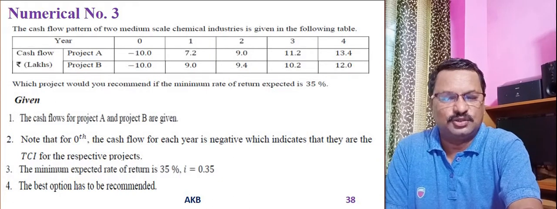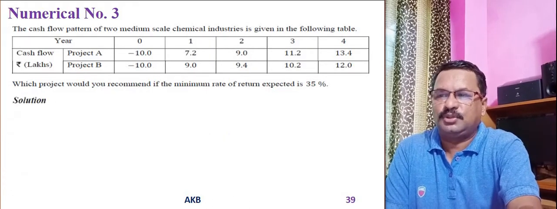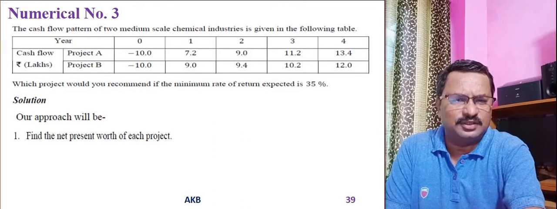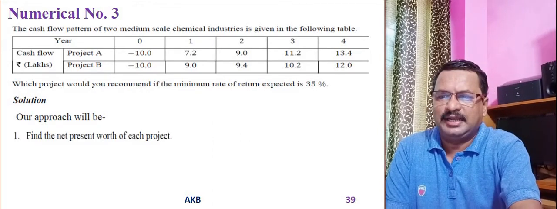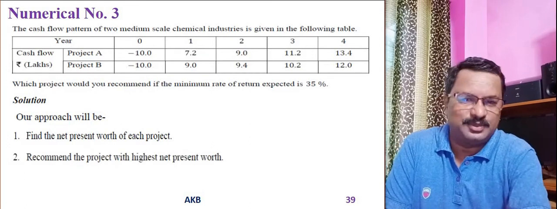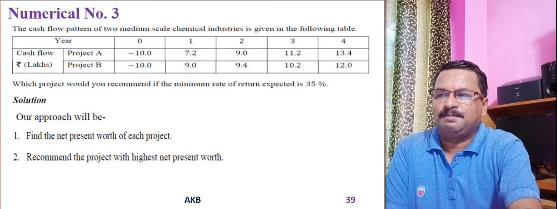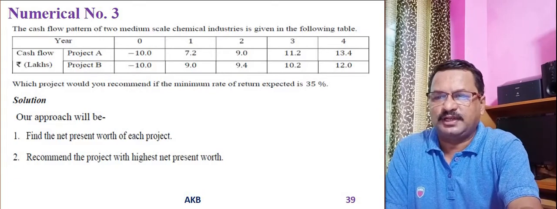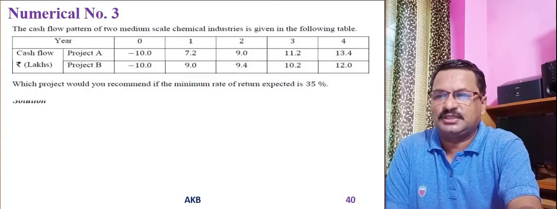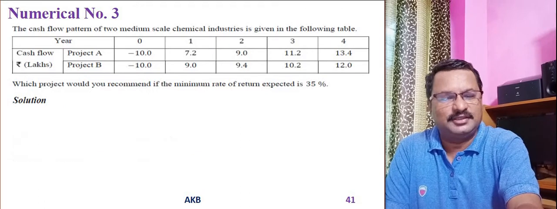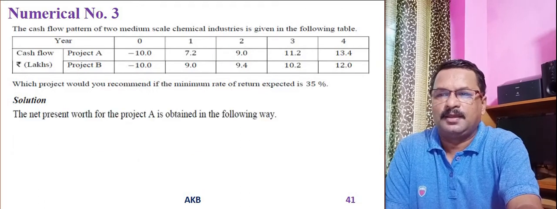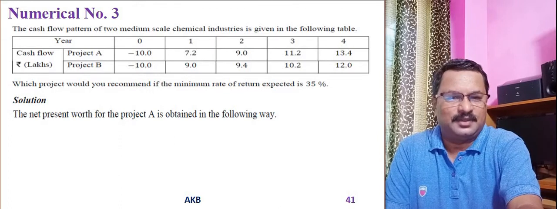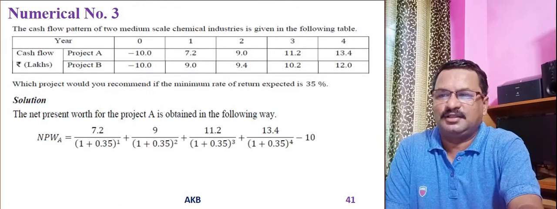Okay, so let us go for the solution. What is the approach? The approach is very simple. Find the net present worth of each of the projects and recommend the project with the highest net present worth. Okay, so let us start. Now let us first calculate the net present worth of project A. How is it calculated? It is calculated in the following way.